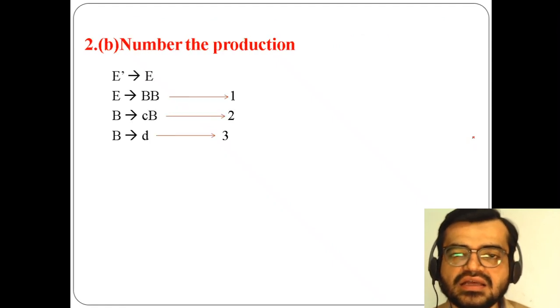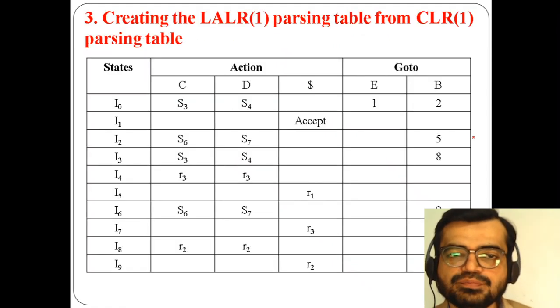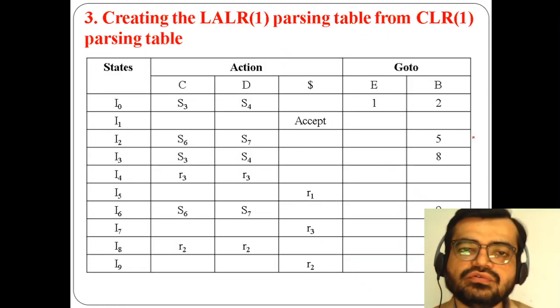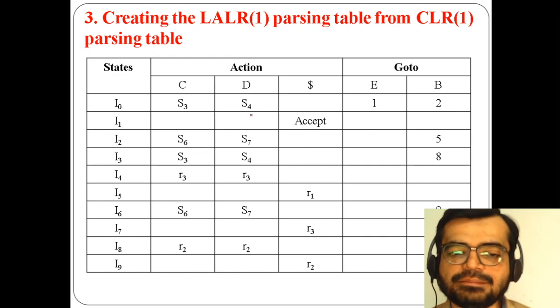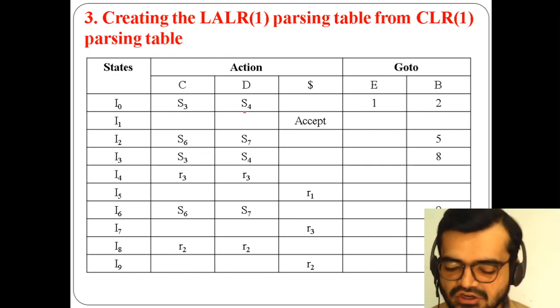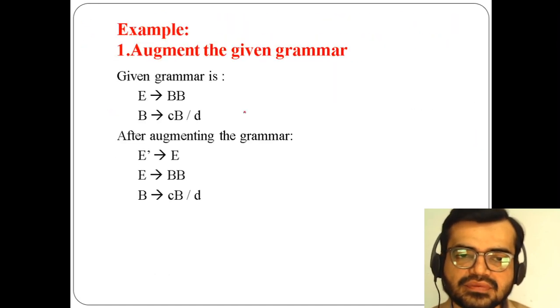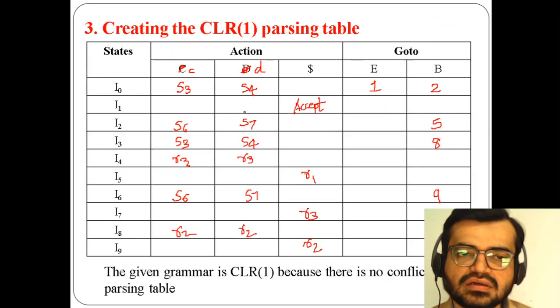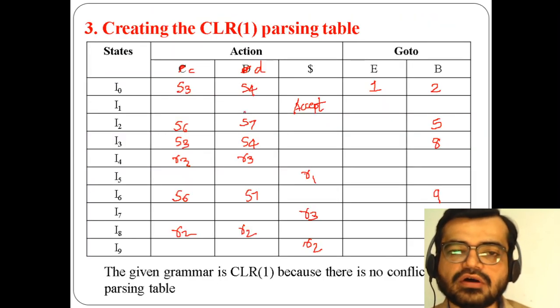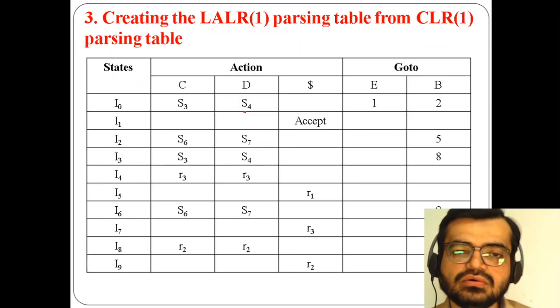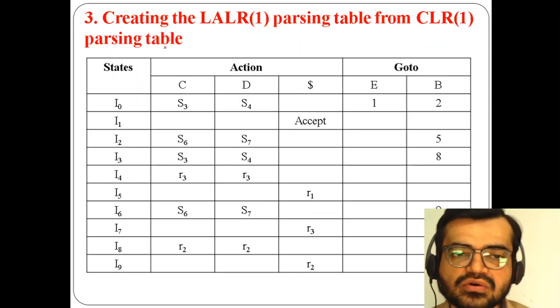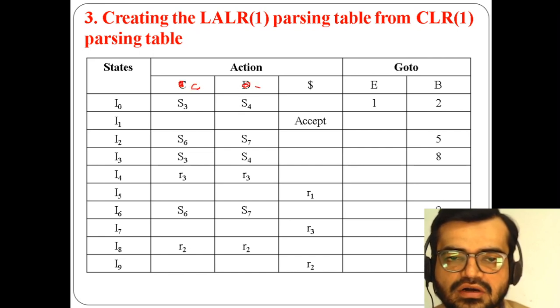After that, first we need to create the LALR(1) parsing table from the CLR(1) parsing table. This is the CLR(1) parsing table which we have already obtained previously. I am taking it directly here, so that we can see how to merge the states. Here it is small c and here it is small d.